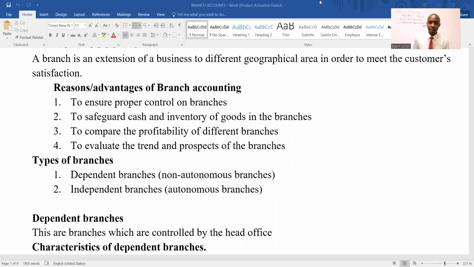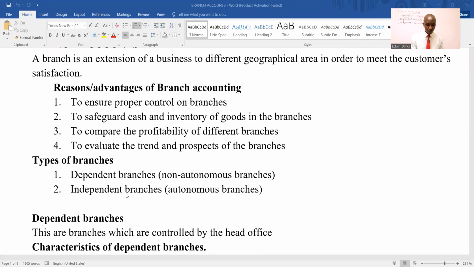To compare the profitability of different branches, because the head office might have three or more branches, so it has to compare the profits. And to evaluate the trends and prospects of the branches. So we have dependent branches and independent branches, but for today we'll look at number two, independent branches, the autonomous, which is a synonym. As I've said, we look at local independent branches.